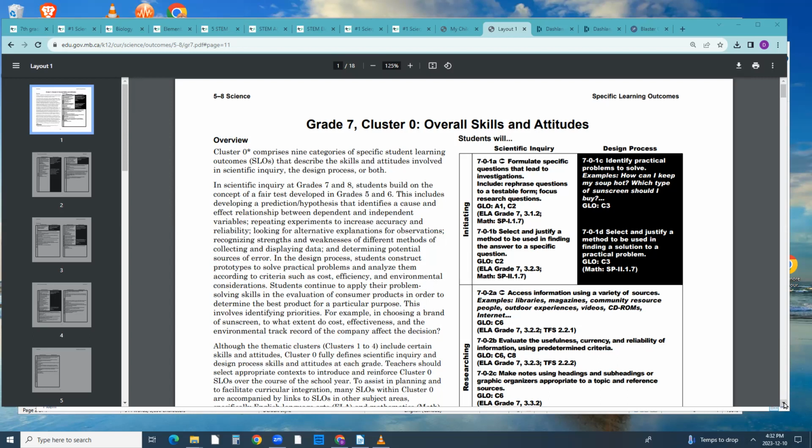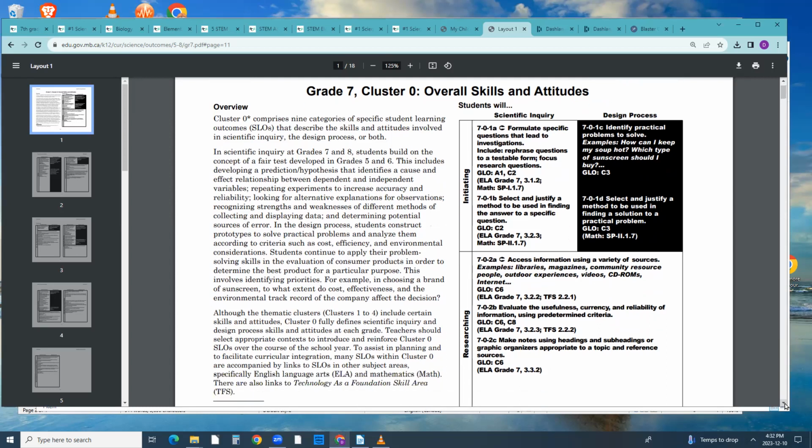Although the thematic clusters 1 to 4 include certain skills and attitudes, Cluster 0 fully defines scientific inquiry and design process skills and attitudes at each grade. Teachers should select appropriate contexts to introduce and reinforce Cluster 0 SLOs over the course of the school year. To assist in planning and to facilitate curricular integration, many SLOs within Cluster 0 are accompanied by links to SLOs in other subject areas, specifically English Language Arts, ELA, and Mathematics, Math. There are also links to technology as a foundation skill area, TFS.